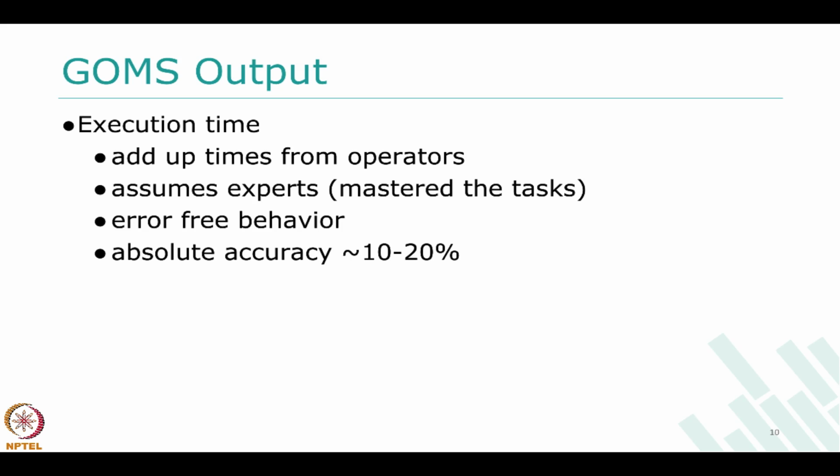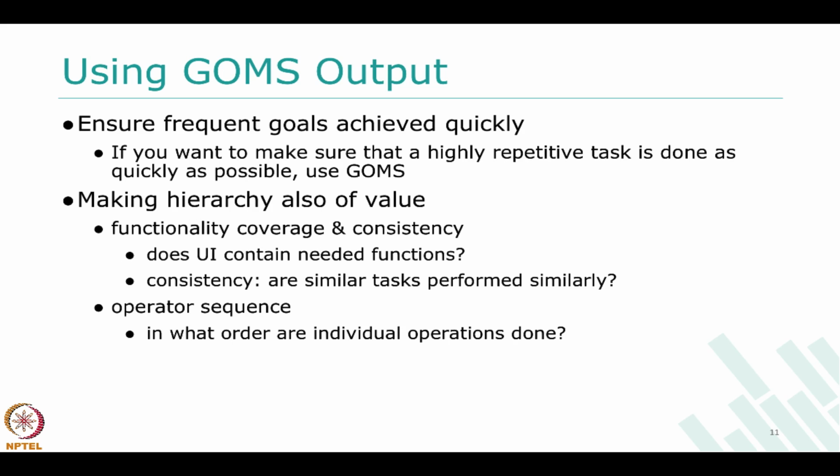We assume experts master the task with error-free behavior, because experts are experts, so they're not supposed to be making mistakes, and absolute accuracy should be 10 to 20%. So using GOMS output, ensure frequent goals are achieved quickly.